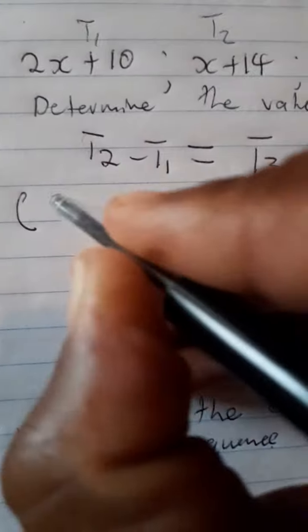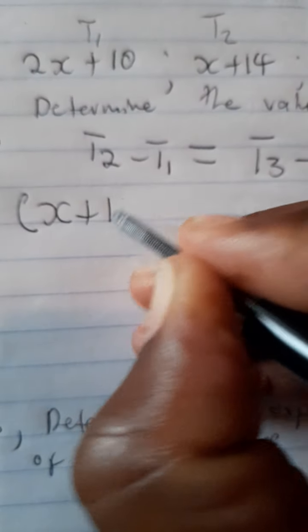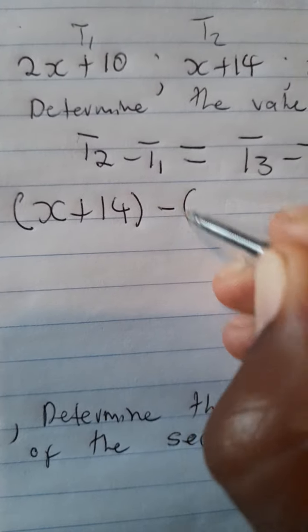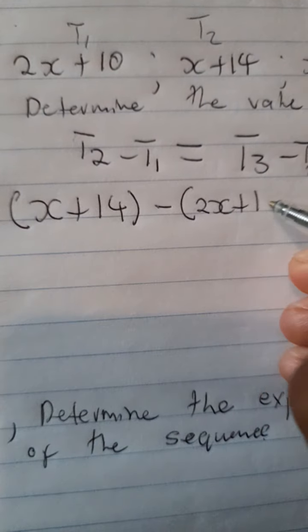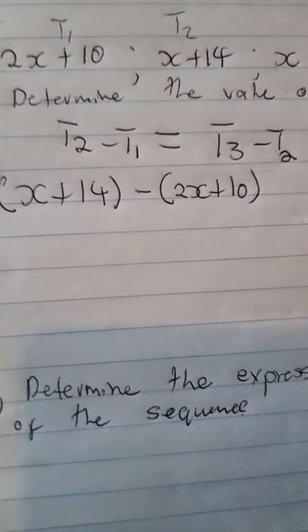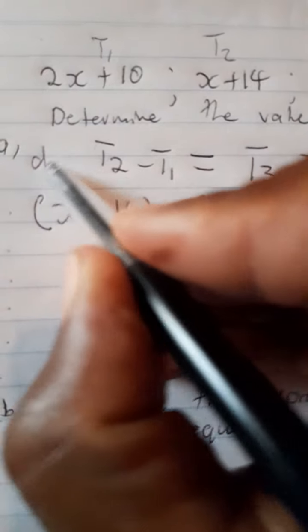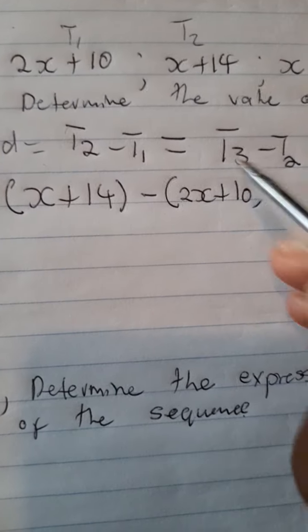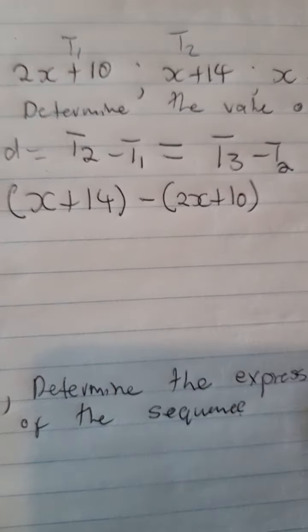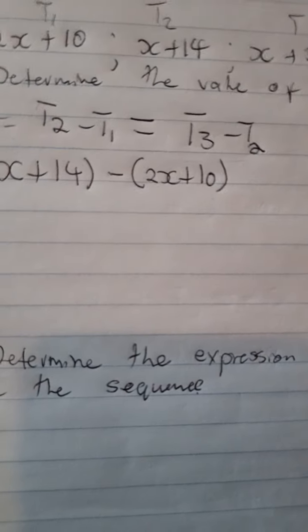What is our T2 then? Our T2 is x plus 14. Our T1 is 2x plus 10. So this is the formula for a common difference. In other words, D equals T2 minus T1, equals T3 minus T2. So you can use this formula. But remember, when you're working with variables, put brackets to be on the safe side.